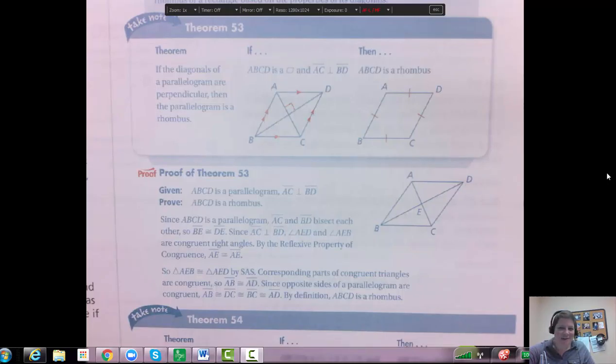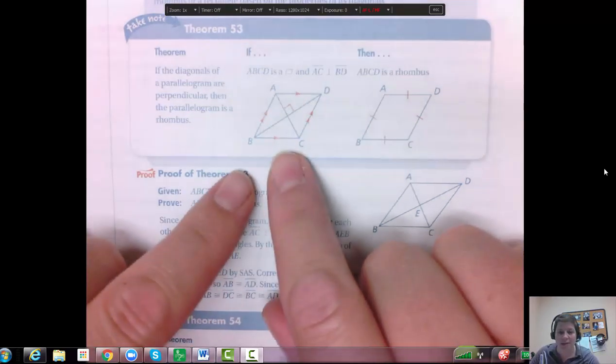Hello, this video is going to help with section 14.5, and it is different theorems and conditions using rhombus, rectangles, and squares. So let's look at the different theorems from the textbook. This is straight from your textbook.